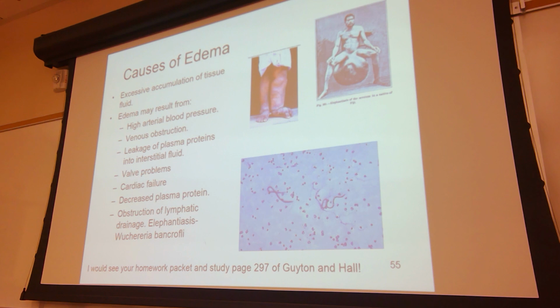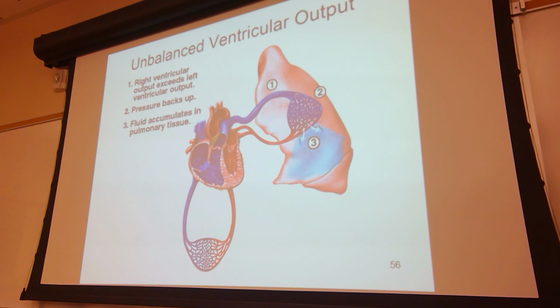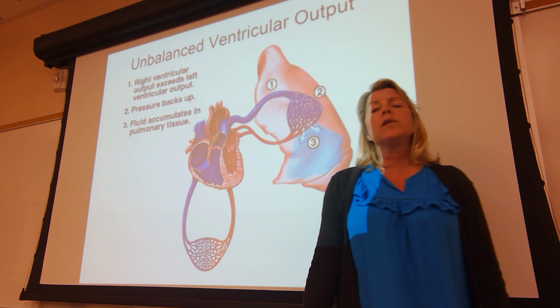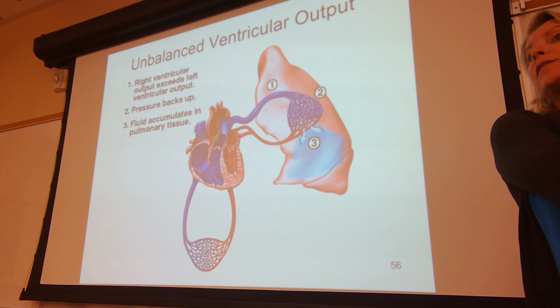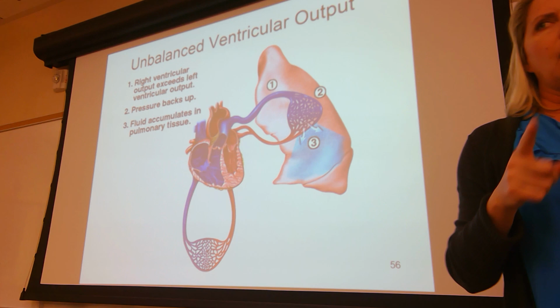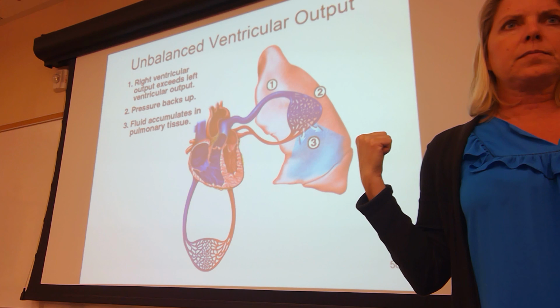Okay, unbalanced ventricular output. You all told me if it's right ventricular failure, we will see edema in the systemic circuit. What if it's left ventricular failure? Where will the blood pool? Back to the left atrium, back into the pulmonary circuit, you will have pulmonary edema. And let me tell you that it is very life-threatening. Now you're impacting gas exchange across the epithelial lining of the alveoli. That's serious. We need to rectify that if we can.